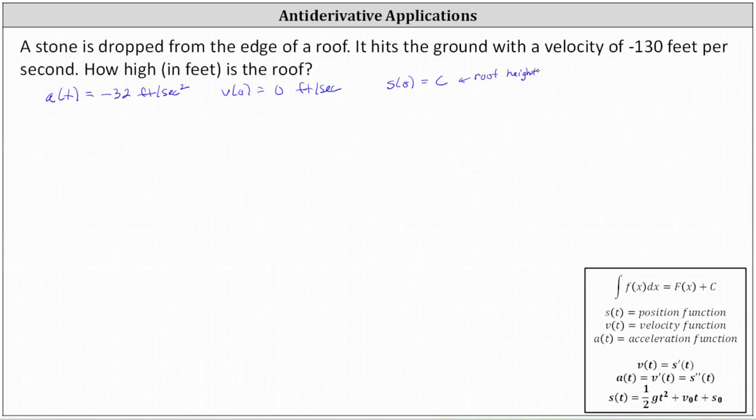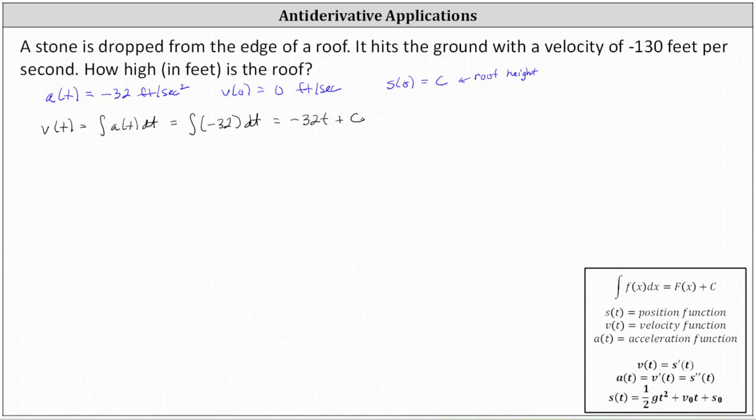To begin solving the problem, because the acceleration function equals the derivative of the velocity function, we can recover the velocity function by integrating the acceleration function. We can say that v of t equals the indefinite integral of a of t dt, which in our case gives us the indefinite integral of negative 32 dt. Integrating negative 32 with respect to t, we have negative 32t plus c, the constant of integration.